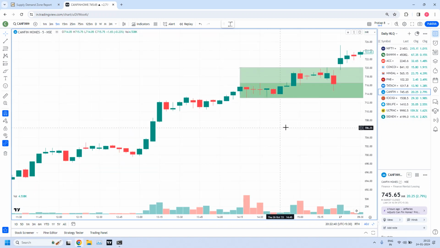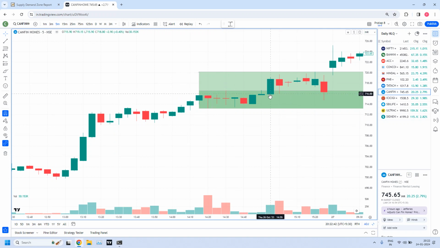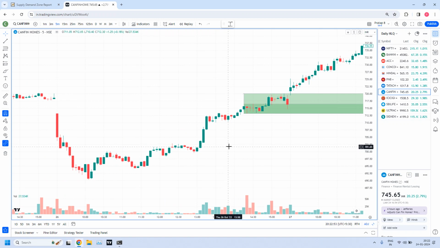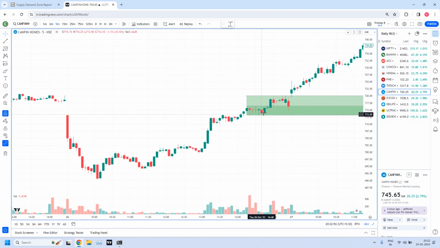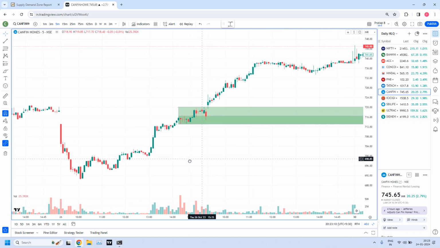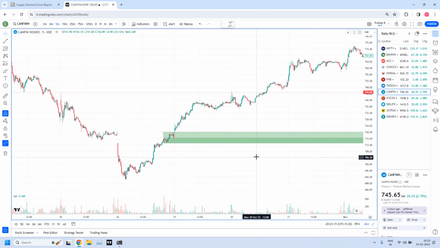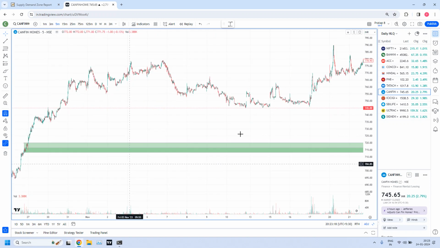See here, the structure is not at all good. We have base candles 1, 2, 3, 4, 5, 6, 7, 8, 9, 10, 11, 12. That means next time when prices are entering, probably it will be easily violated. Or if you want to consider this a rally, base, rally, that way if you want to consider, this zone is already violated. See here, the rally, base, rally structure is already violated. So that is the reason why we cannot plan any trade in Canfin Homes.